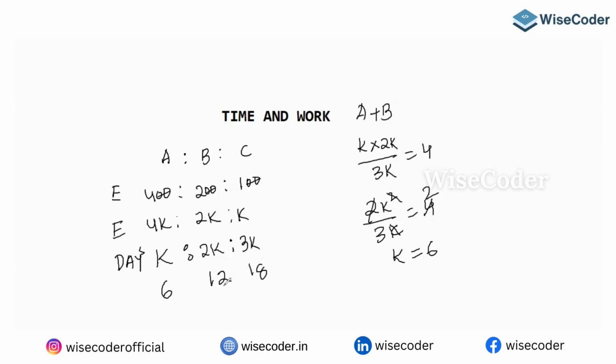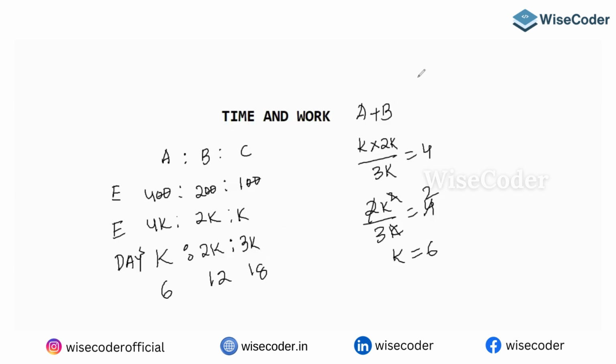What is your question, guys? Yeah, C alone can do it himself by how many days? So C can alone do it himself by how many days? Your answer is 18 days. Okay, that's it. That's how you can end your answer.